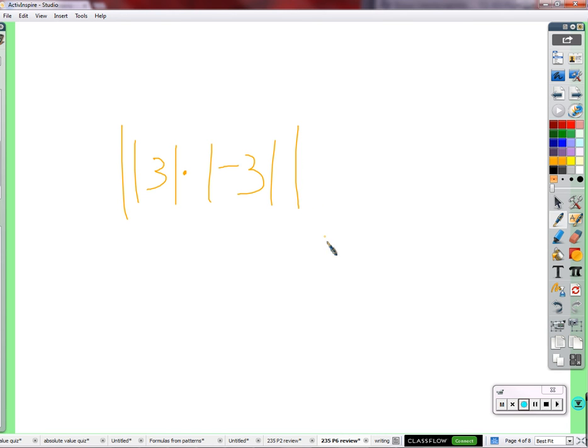Well, I guess it depends on what you mean by a difference. Compared to what? We would just look at all the absolute values. The absolute value of negative 3 would be 3. The absolute value of positive 3 would be 3. 3 times 3 would be 9. The absolute value of 9 would be 9. That's what would happen. But yes, you can have absolute value inside that.